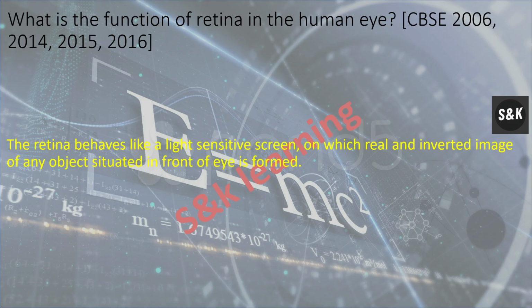Class 10th Science Chapter 10 Board Question Set, 1 Mark. Which is the function of retina in human eye? The retina behaves like a light-sensitive screen on which a real and inverted image of an object situated in front of an eye is formed.